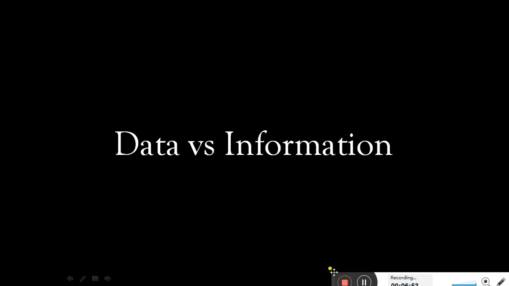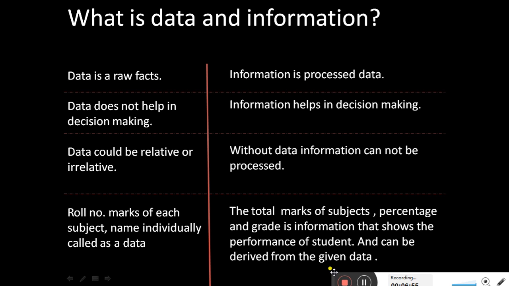So, data versus information. This is a table which will explain the difference between data and information. Data is raw facts, right? It is raw facts. Data does not help in decision making. Data could be relative or irrelative, like roll number, marks of each student, name, right? These are individually called data.